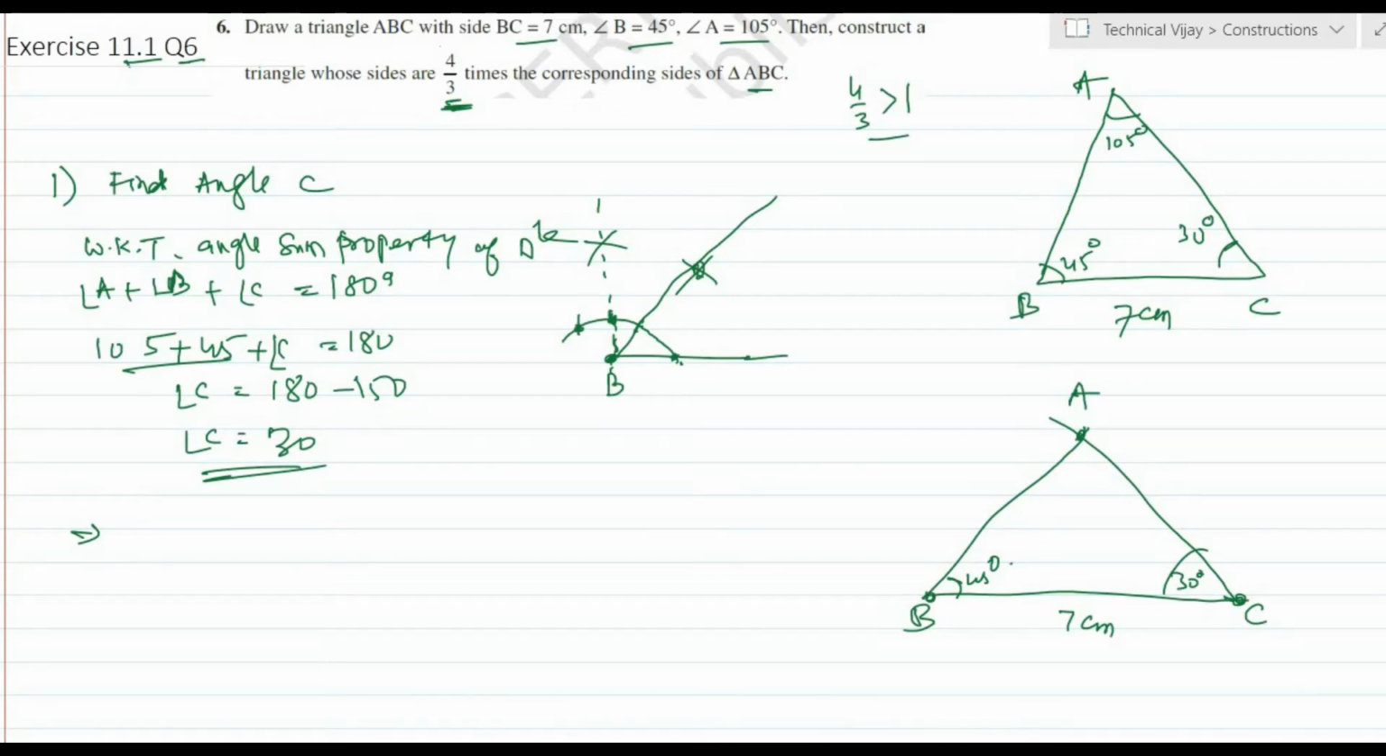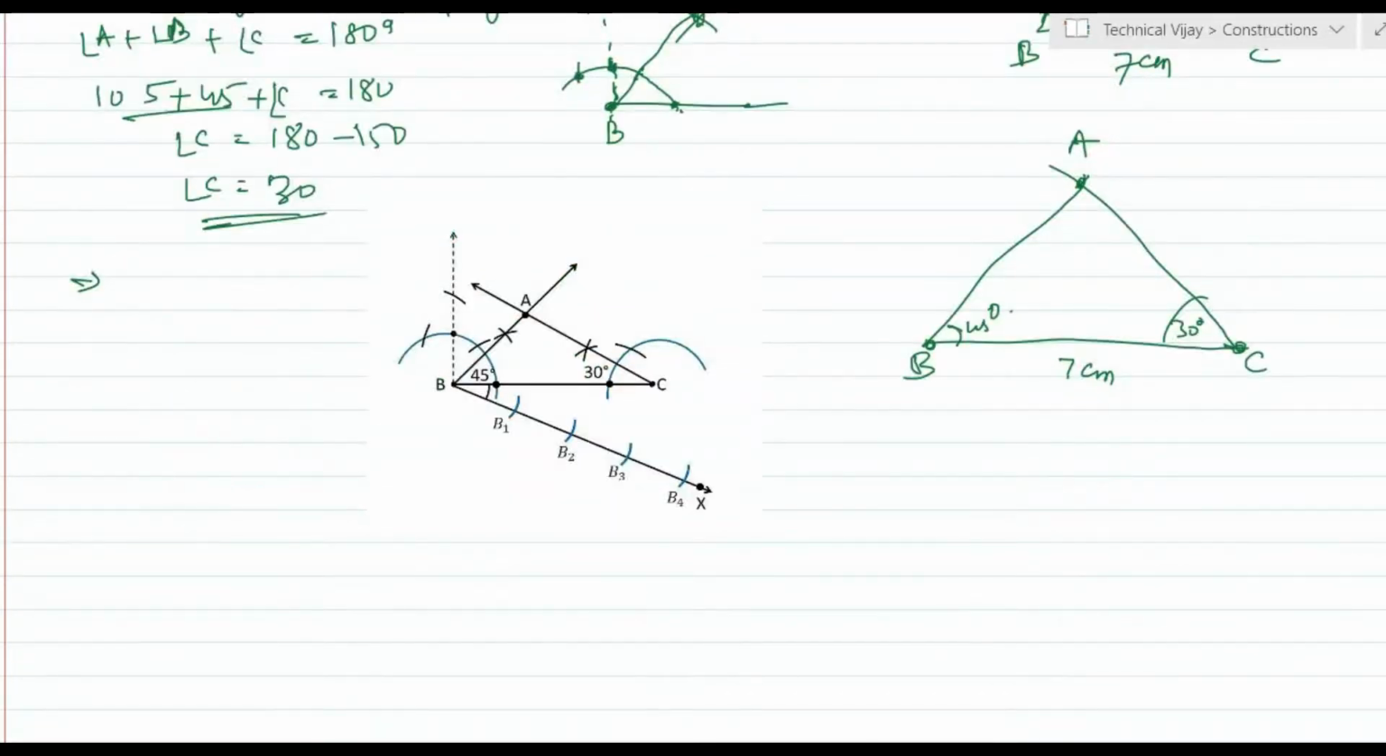So after constructing this one, we need to make the similar triangle that is 4 by 3 of this one. For that, I will put a diagram here. I have drawn this one. Here, the same thing, B and C. I have constructed the 45 degree angle here, and here also the 30 degree angle. For 45 degrees, I had done the 90 degree bisector here. For 30 degrees, I have done the 60 degree bisector here. So both rays are coming and intersecting at this point A.